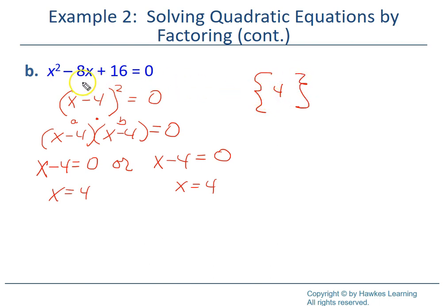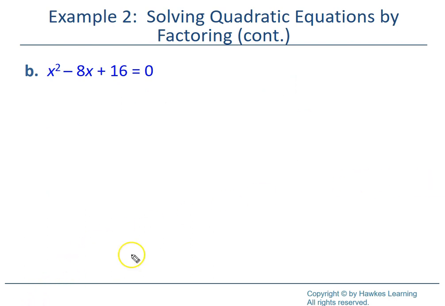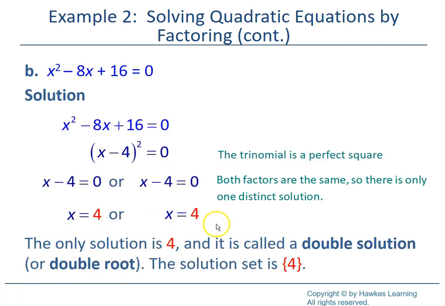Now, theoretically, when you have a quadratic equation, you're going to get two solutions. The power of your equation, the degree of it, tells you how many solutions you should have. But here the solutions are the same. And they're telling us that for a double solution, we only write it once.